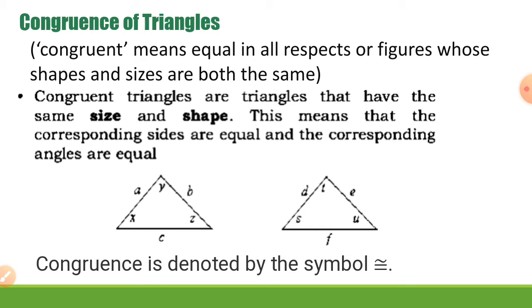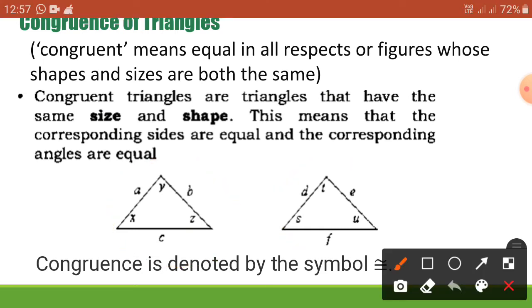So what do you mean by congruent figure or congruent? Actually, congruent means equal in all respects, figures whose shapes and size are both the same. So what do you mean by congruent triangles? Congruent triangles are the triangles that have the same size and shape. This means that the corresponding sides are equal and the corresponding angles are equal.